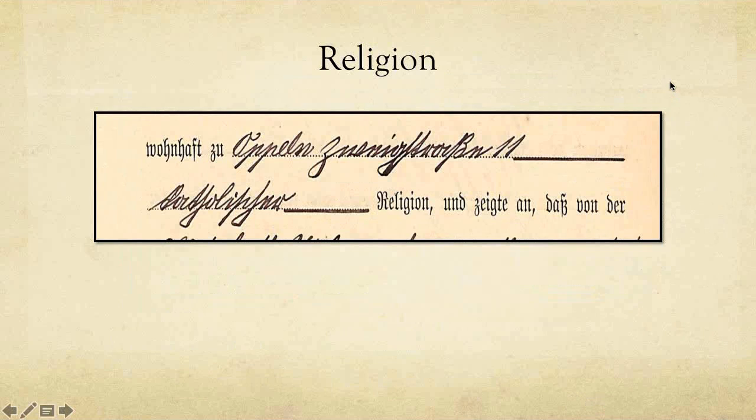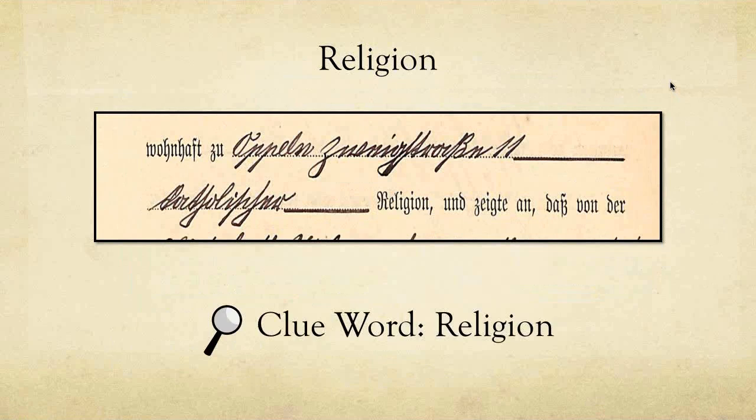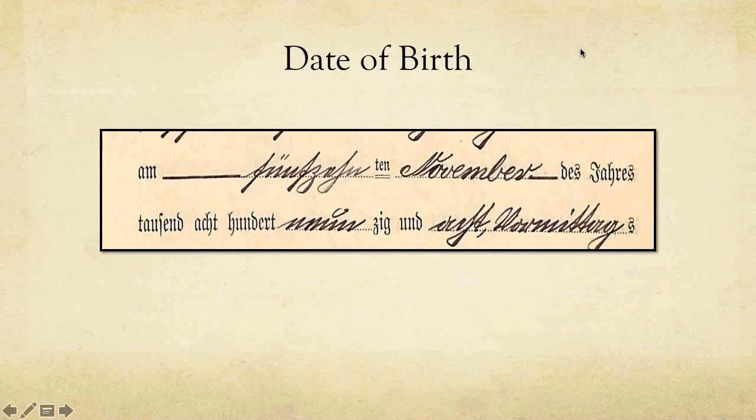Then, as promised, you'll get the religion, and that luckily is a very, very easy clue word, religion. So it looks exactly the same, pronounced a little different, but right before the word religion will be our religion. And this family was Catholic, or Katholisch. So before the word religion will usually be Catholic, Protestant, or sometimes Jewish on these records as well. Then, of course, on the birth certificate, we want to get the date of birth. So remember, which clue word did I talk about for the date?